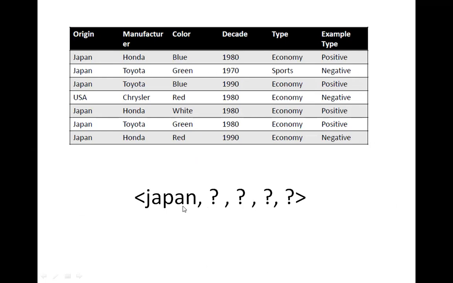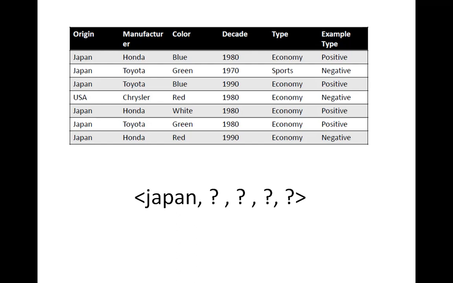When you apply the Find-S algorithm, you get this hypothesis: the first field has to be Japan, followed by 3 question marks. The last is not a question mark, it is economy. So the positive case is that Japanese people always preferred country of origin Japan, and the car has to be economy type. If that is the case, the car has made a success.